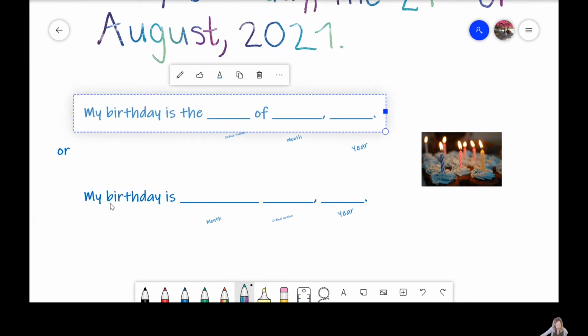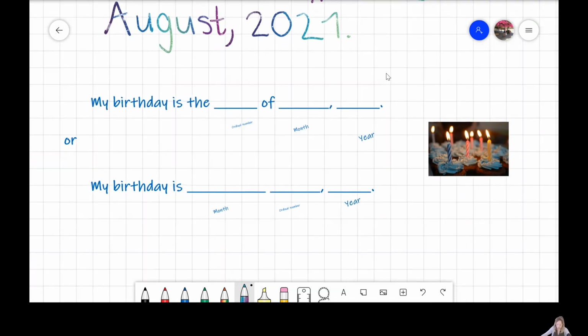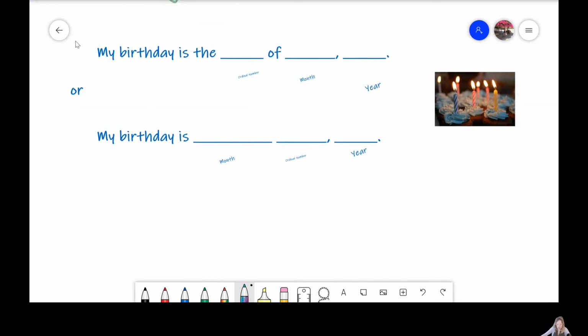So just like before, there's two different versions of how to say it. My birthday is the of Now, sometimes people don't even put the year in there because they don't want to say their age. That's okay too. But you need always the ordinal number in the month, okay? The other way to say it is my birthday is month, the ordinal number, and then the year.